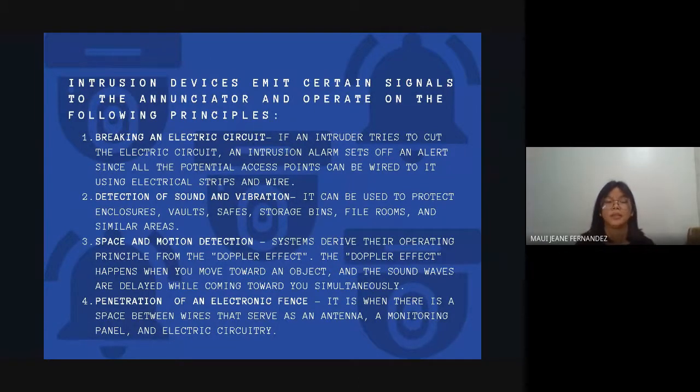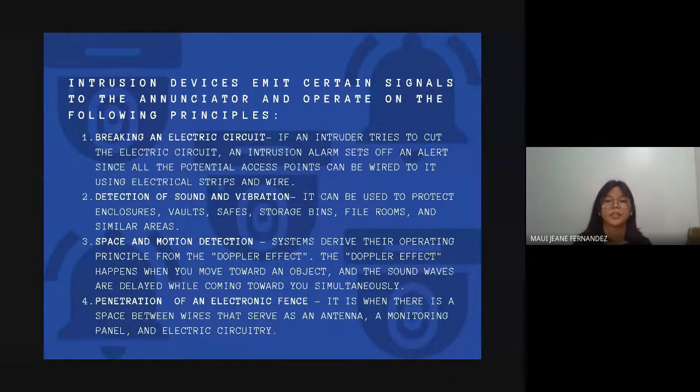Next is the space and motion detection. Systems derive their operating principle from the Doppler effect. The Doppler effect happens when you move toward an object and the sound waves are delayed while coming toward you simultaneously. Fourth, penetration of an electronic or electromagnetic fence.